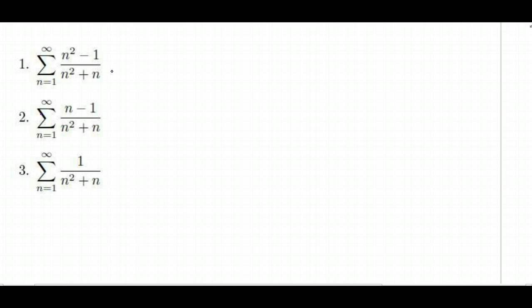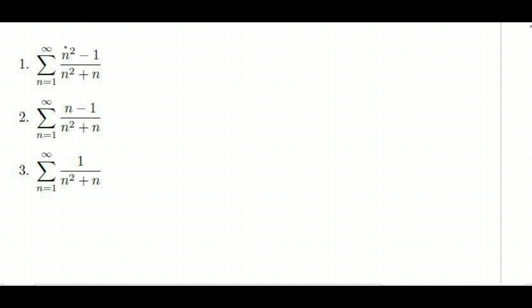Okay, so now let's try to put that list into use. So here are some infinite series, and we want to figure out what test we should use to determine convergence or divergence. So I have the sum of n equals 1 to infinity of (n^2 - 1) over (n^2 + n). Alright, so here, this doesn't look like a special test like geometric or p-series or telescoping. So at this point, I can try the nth term test.